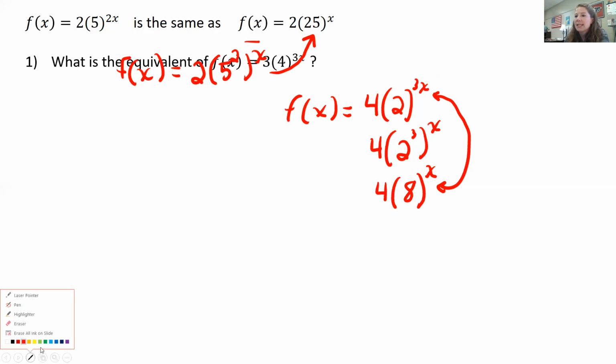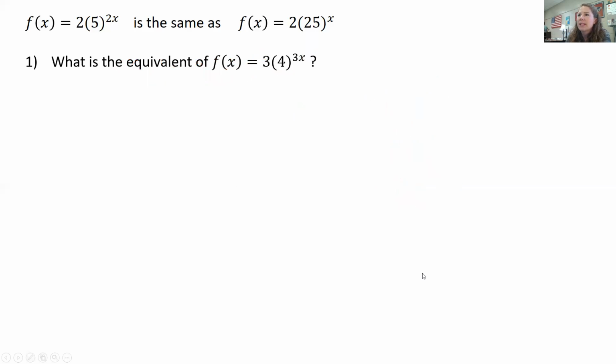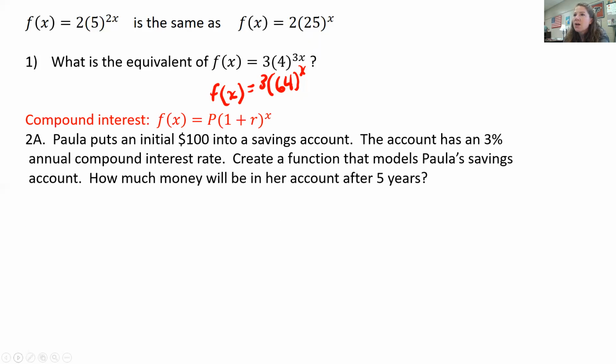So my question is, what is the equivalent of the function of x is equal to 3 times 4 raised to the 3x? So 4 times 4 times 4 is 64. So that's the answer. The function of x is equal to 3 times 64 raised to the x. Those are equivalent. Now, we don't know what x is. You could plug in any value you wanted to for x to figure out what the f of x is, right? All right, so one of the things we're going to look at is compound interest.